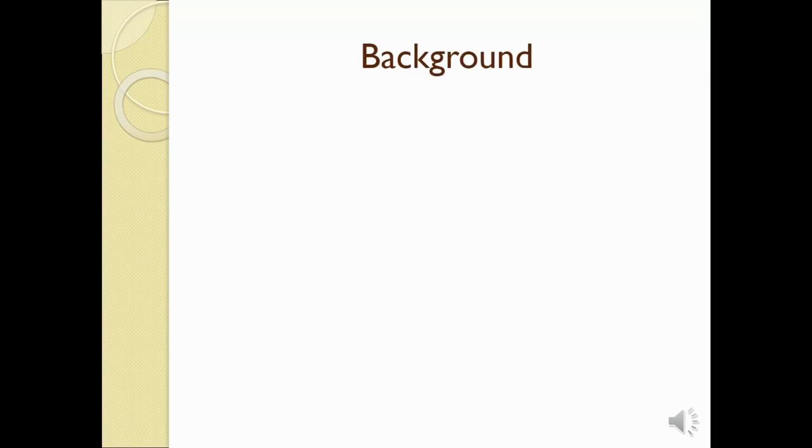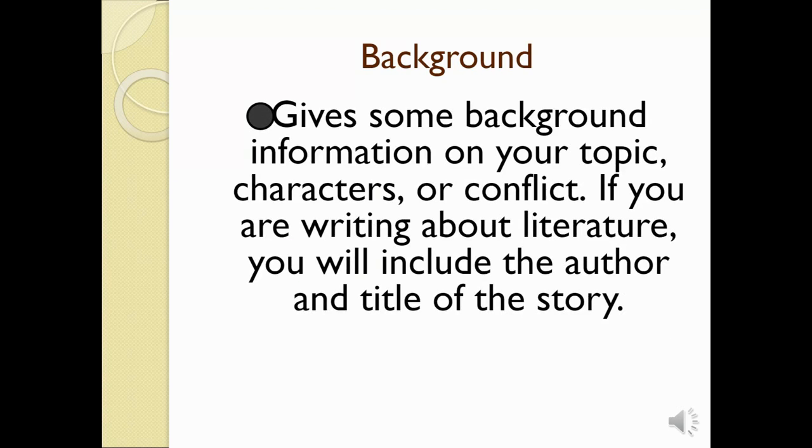The next part of the introduction is the background. And the background gives some information on your topic or the characters or the conflict in the story. And this is very important if you're writing about literature. In this background sentence, you must include the author and the title of the story. So on the test, I might say, what are 2 things you must include in the background if you're writing about literature? And your answer will be the author and the title of the story.